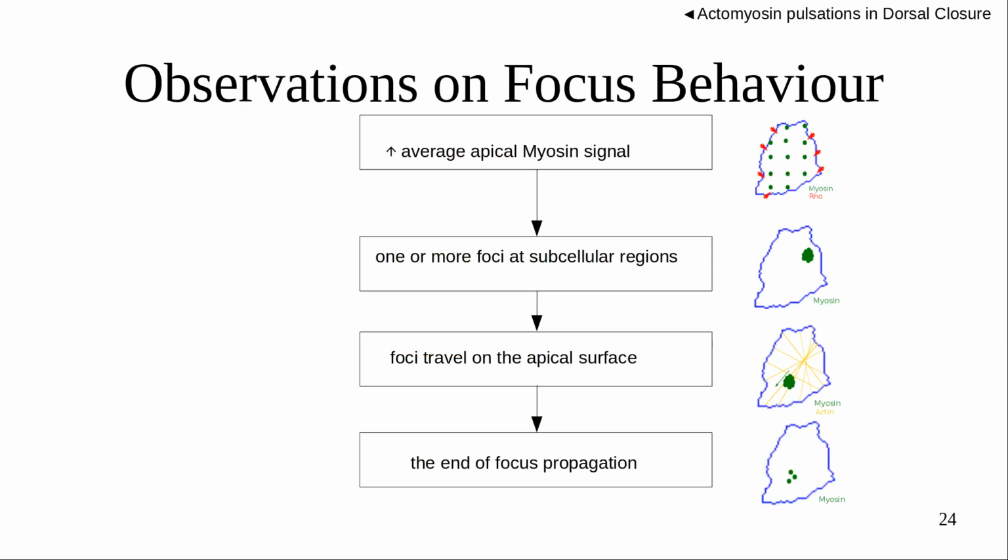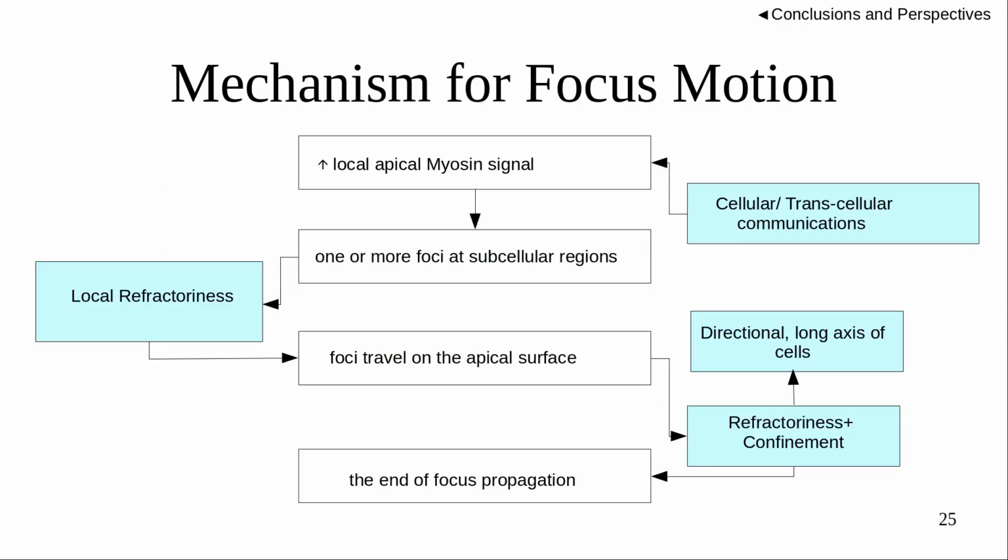Now, knowing what we know, we return to our observations and posit a phenomenological mechanism of focus behavior. The transcellular communication could be a mechanism by which foci are born even inside a cell. Then this focus moves because of its self-avoiding nature, leaving a refractory wave behind it. And then it dies when it's trapped by the cell membrane and its own refractory wave.